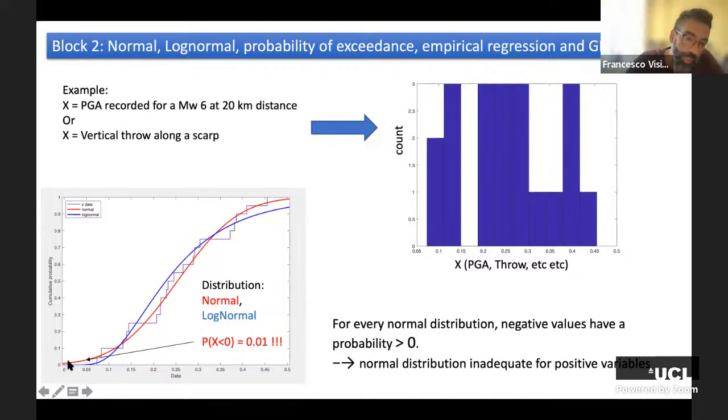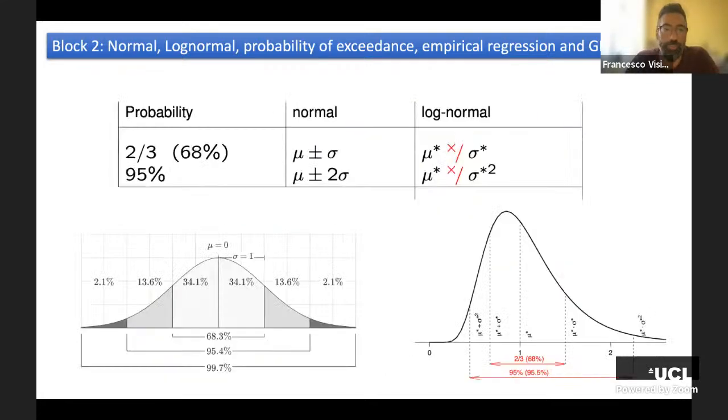With the red curve, we will still have a probability that x is less than zero. It's 1%, but there is this possibility. And this makes no sense, for example, to have a negative PGA or a negative throw measured along a scarp, or a negative length of the fault. So this is one of the reasons we need to work with the log normal.